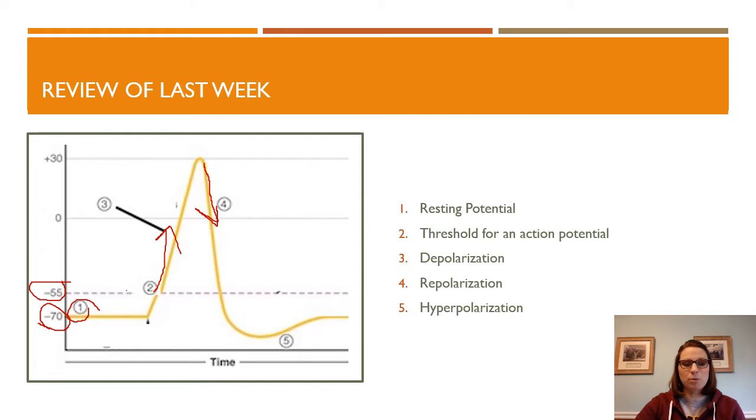We're getting back to normal, but again, those potassium channels are so slow, they're even slow to close, which causes us to overshoot our resting potential, which leads us to number 5, hyperpolarization. At that point, we're starting to use the sodium-potassium pump to restore sodium on the inside and potassium on the outside.